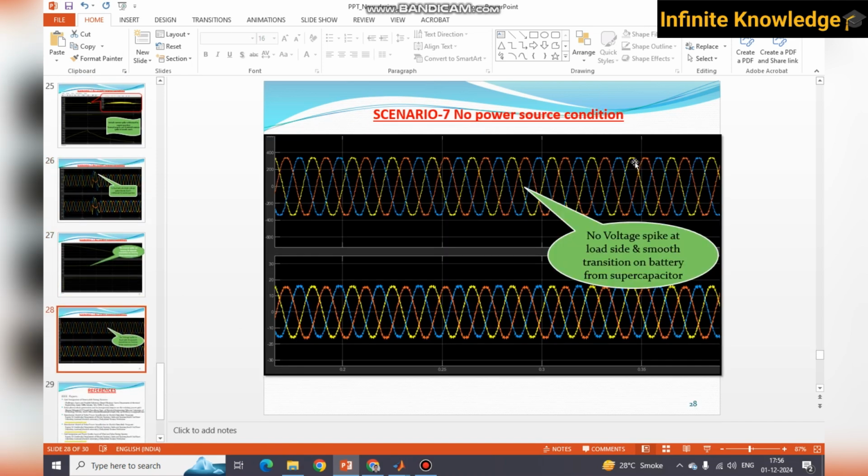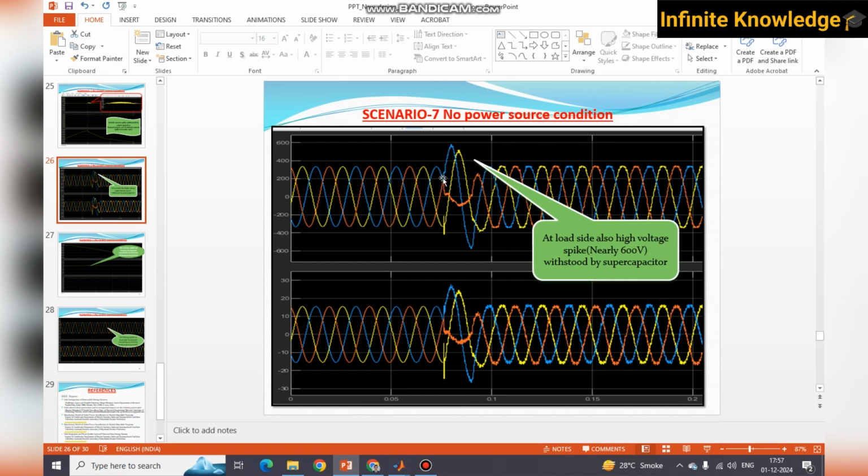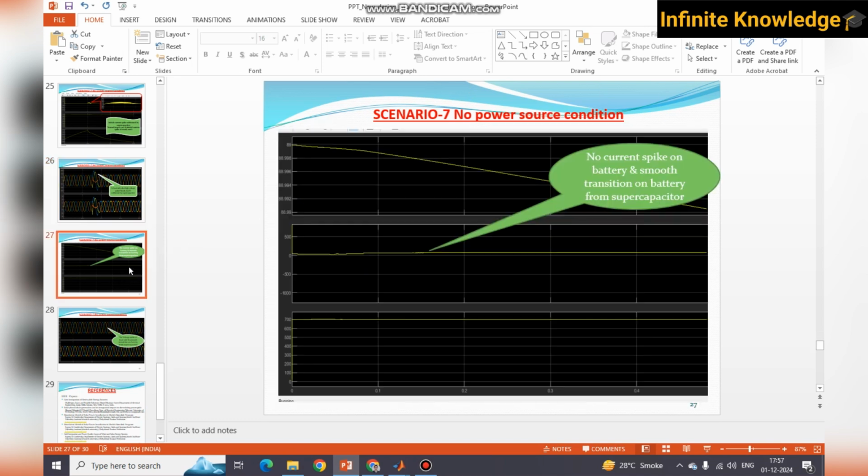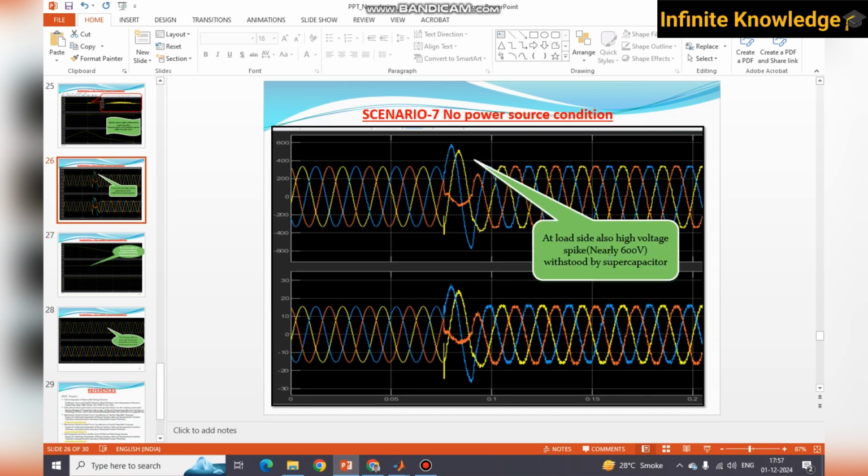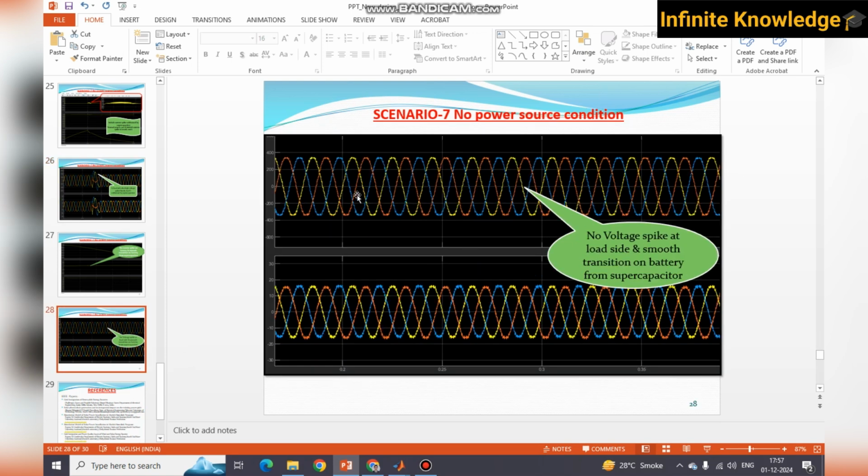And this is stable. No spike at the battery. From supercapacitor to battery, not battery to supercapacitor. No spike at the load side. Smooth transition on the battery from the supercapacitor. So there is no spike whenever it transfers from the supercapacitor to the battery. The spike occurs whenever the supercapacitor comes into the picture, because we want all the unnecessary current spikes and voltage spikes to be withstood by the supercapacitor, and only a smooth transition to happen to the battery. So this is a smooth transition.